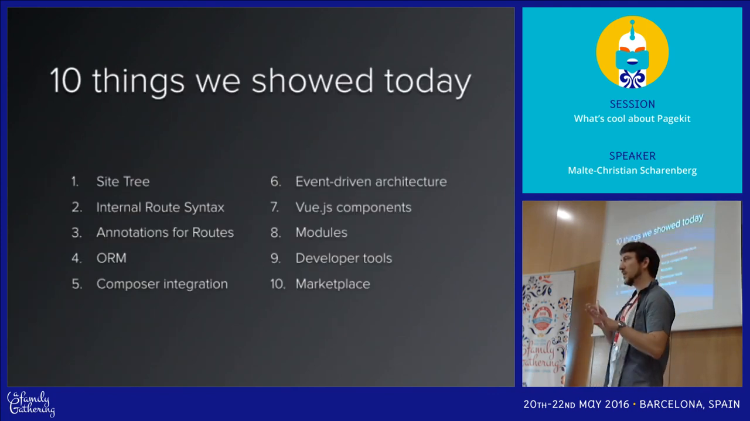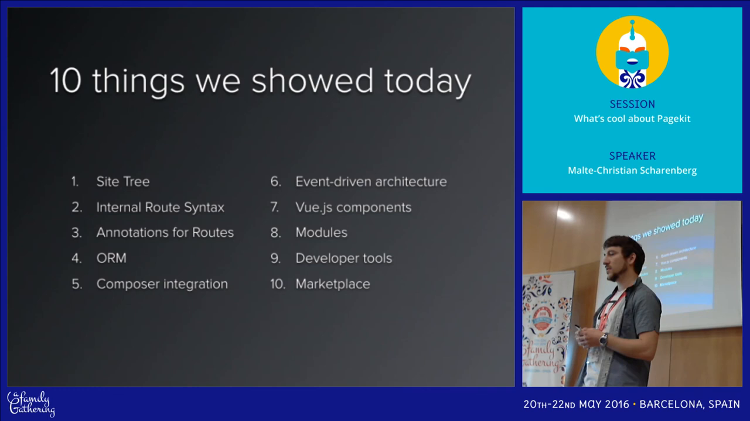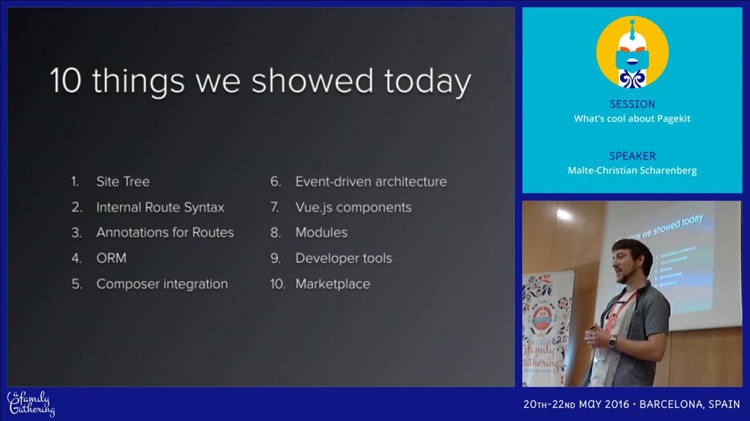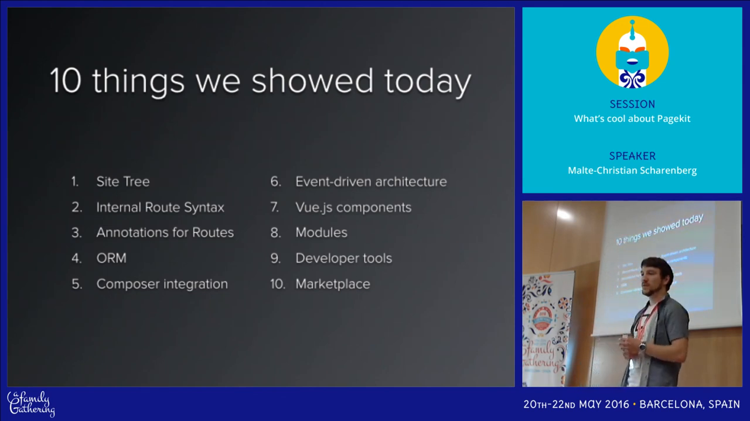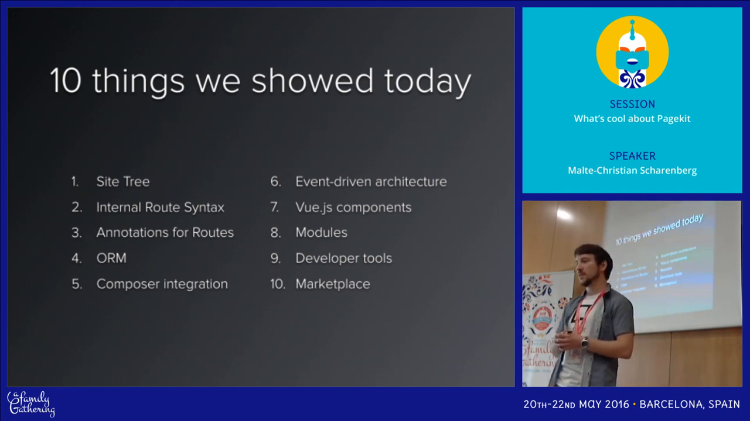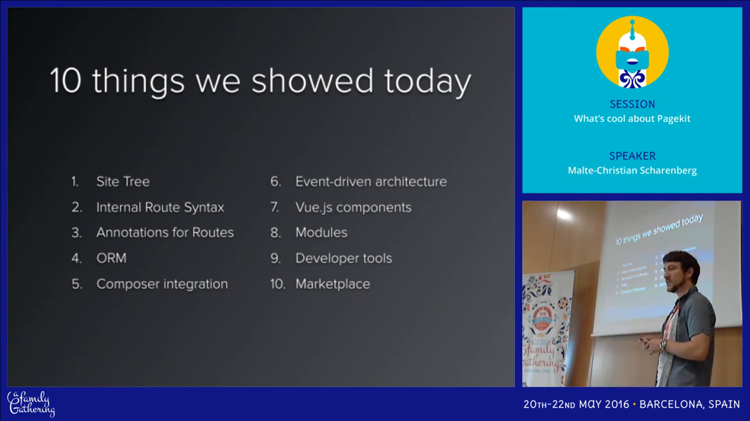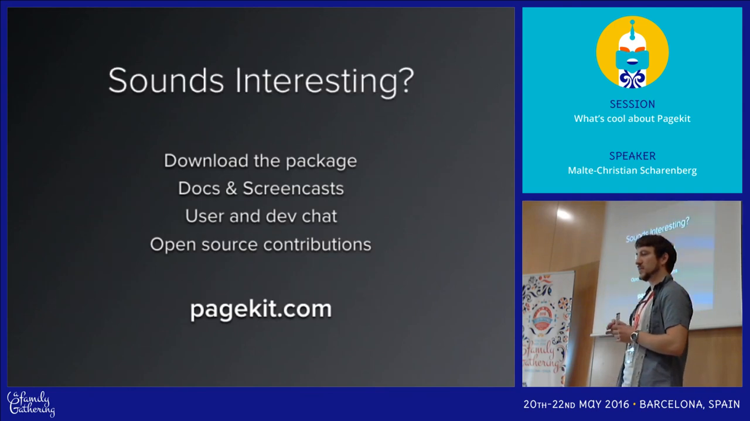So we've shown you 10 things. 10 might be a lot, so a quick overview of what we've had today. We've had a look at the site tree. I think we've had many looks at the site tree. We've talked about the internal route syntax, annotations that you can use for configuration, which we find quite handy because the configuration is right where we think it belongs. We've seen the Composer integration without the user noticing, Pagekit's event-driven architecture, Vue.js and the components that we've built for it, the module pattern that we are using, some developer tools, and the marketplace. So we hope that you could take something out for your own projects in the future.